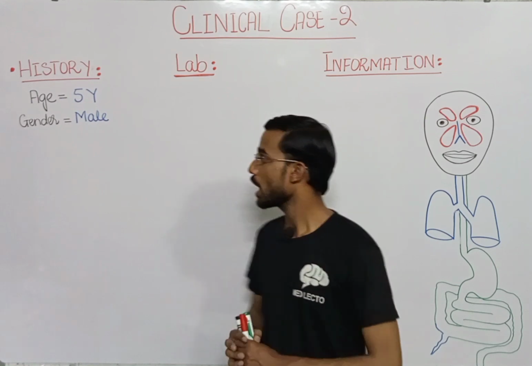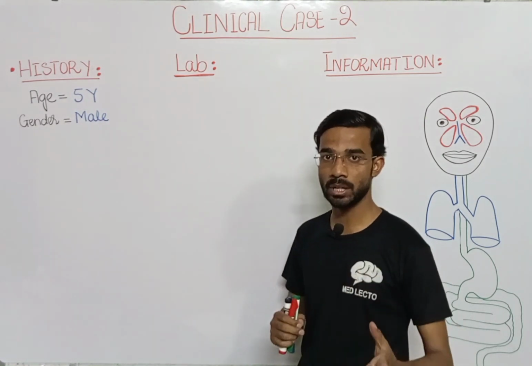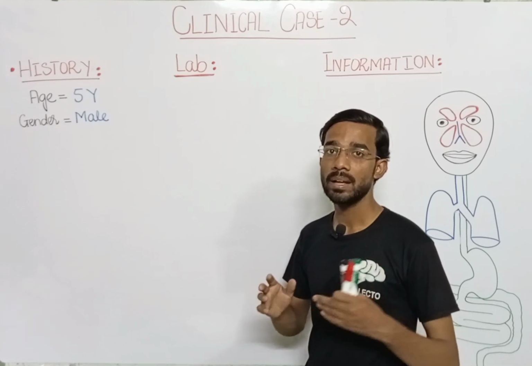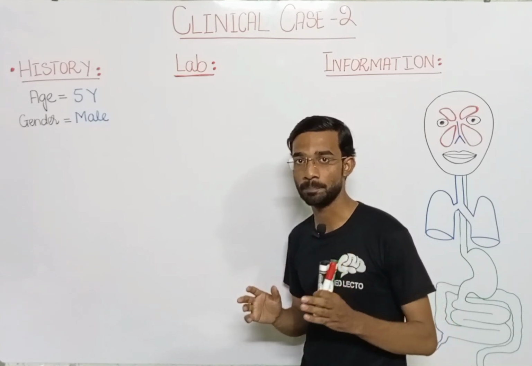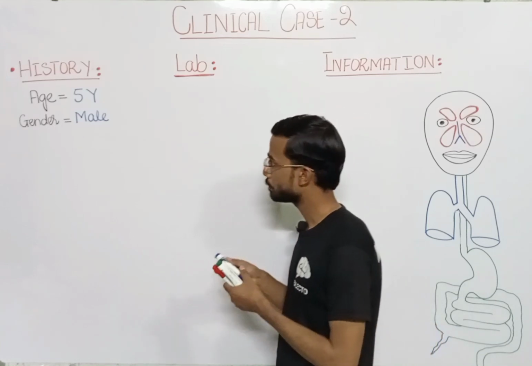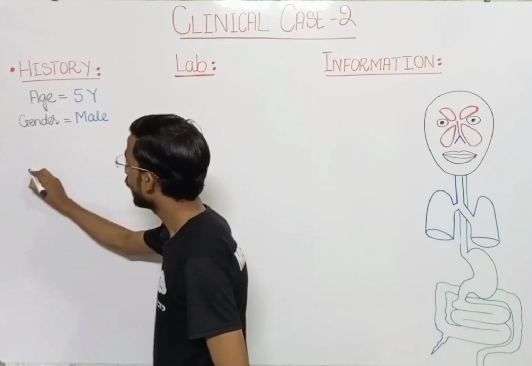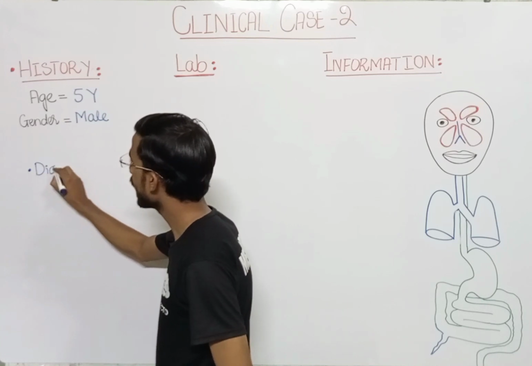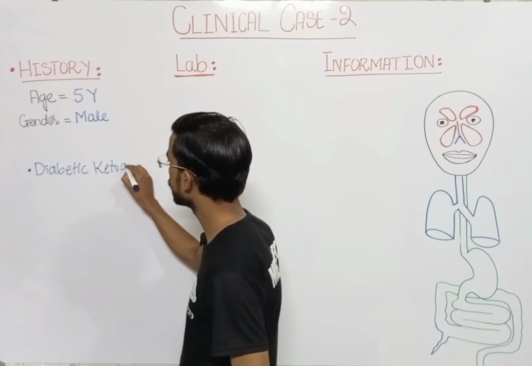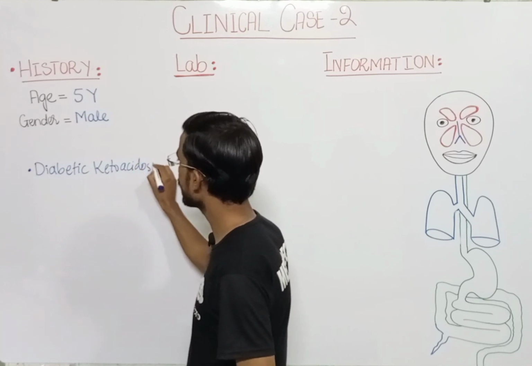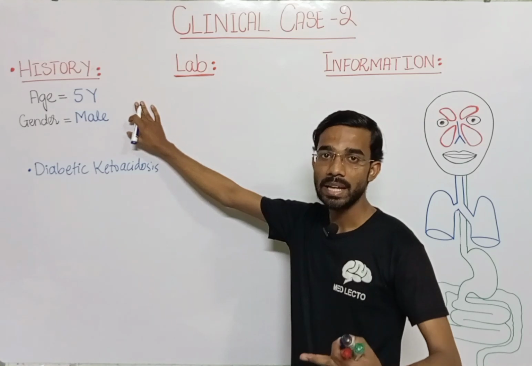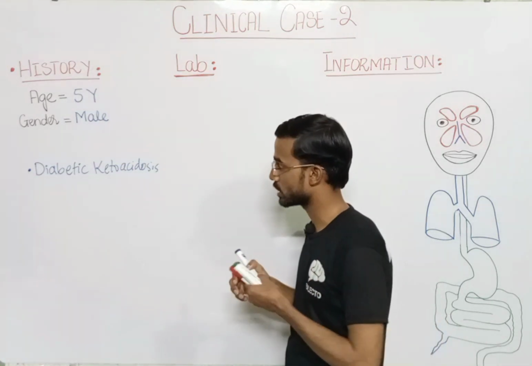So let's start. First of all, if there is a patient who comes to you and that patient is a boy, a 5-year-old. When I take the history, the first thing I notice is that the patient has diabetic ketoacidosis. So that is the first thing: a 5-year-old boy having diabetic ketoacidosis.